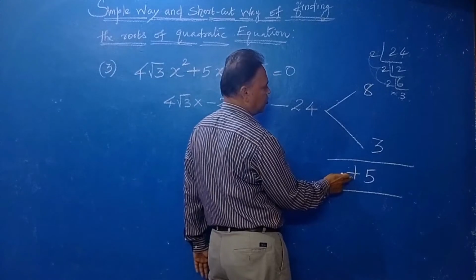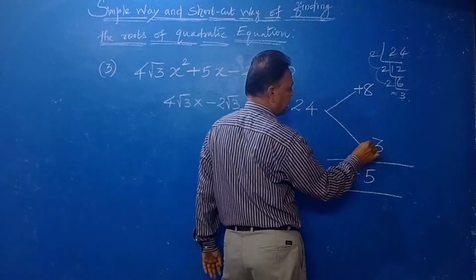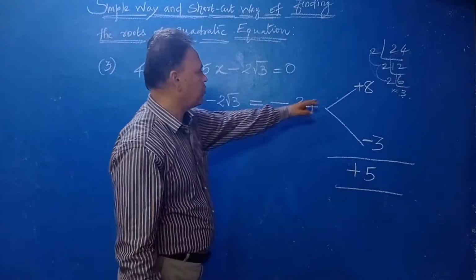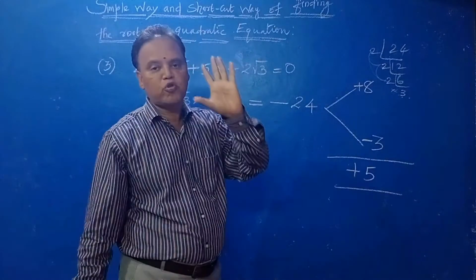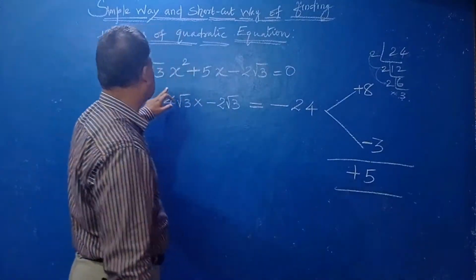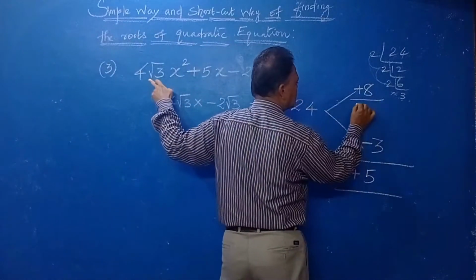So that when you add, you have to get plus. Here to get plus, the bigger number you put plus, the smaller number you put minus, so that while adding you get plus 5, while the product you get minus 24. Both ways should be satisfied. That you already know.